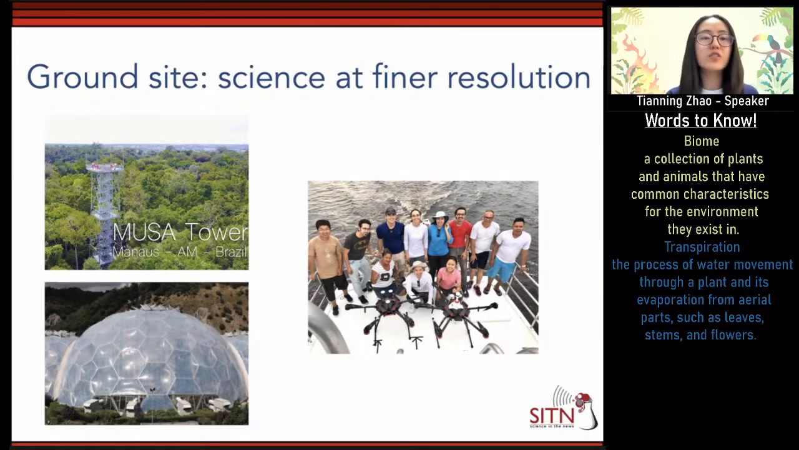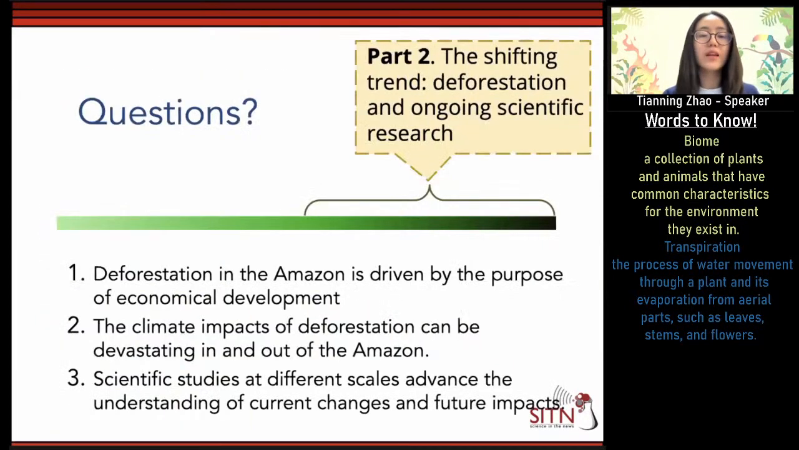So all those things, there are a lot of fascinating technologies applied to the measurement in the Amazon rainforest, aiming to help us better understand what is happening in the tropical rainforest and what is the future of the tropical rainforest in this context of global climate change. So with that, I would like to wrap up the second part.